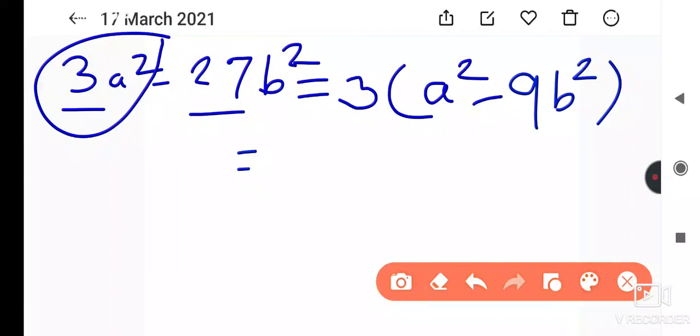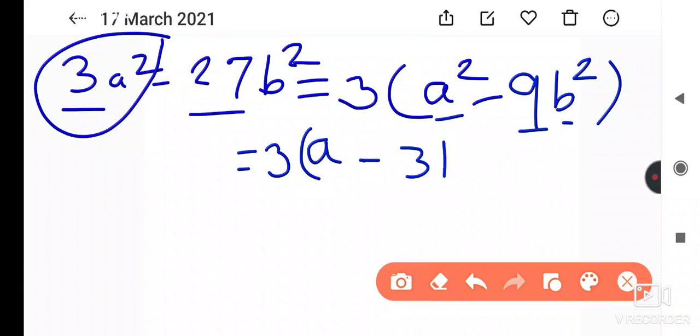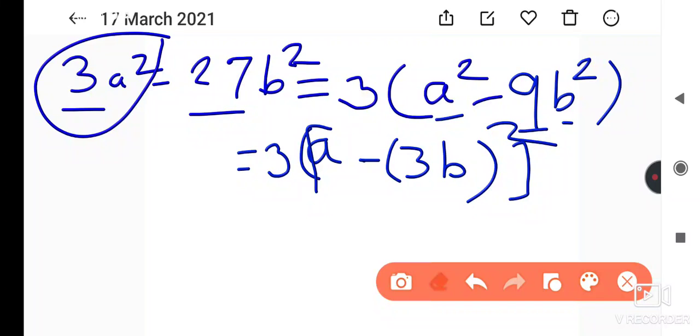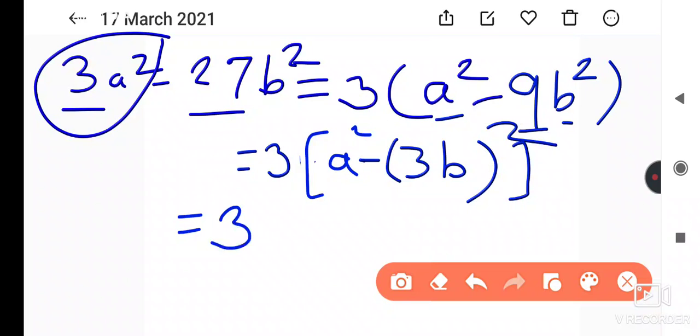Now one more thing: here a square is a square number, 9 is also the square of 3, and b square is already given. Now we will convert it into 3 times the bracket (a square minus (3b) square). Here two brackets are there, so we have to give a square bracket. This 3 we have to write here as it is.